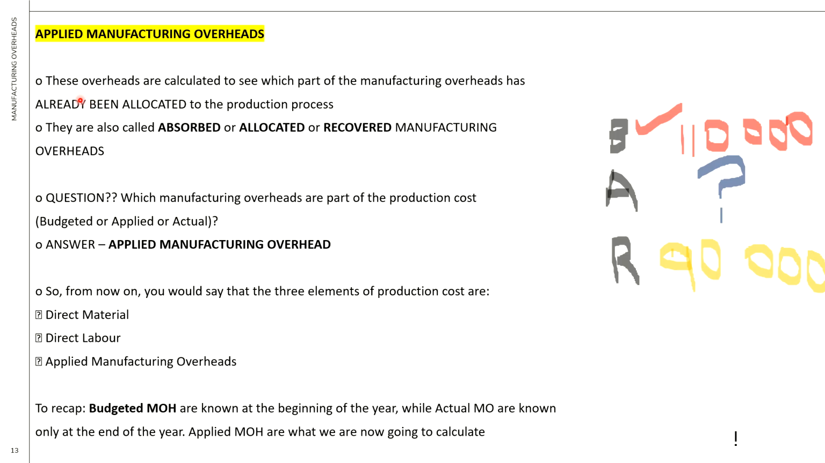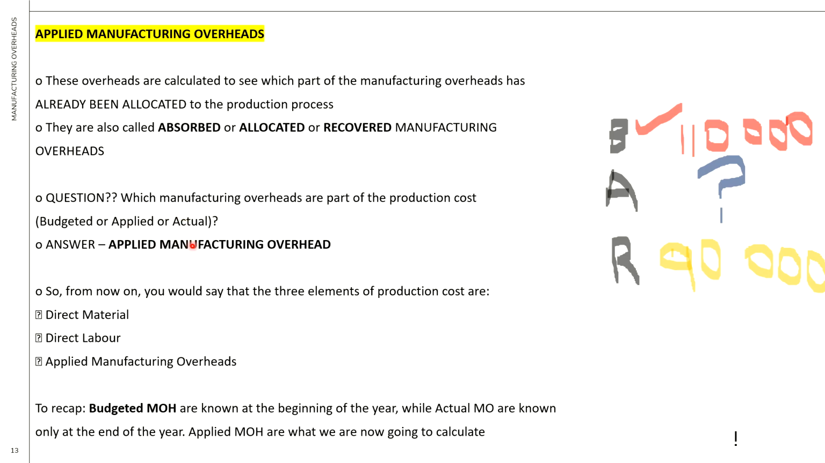Okay, applied overheads are calculated to see which part of the manufacturing overheads has already been allocated to the production process. They are also called absorbed or allocated or recovered manufacturing overhead. So the question is, which manufacturing overheads are part of the production cost? Is it budgeted? Is it actual, or is it applied?